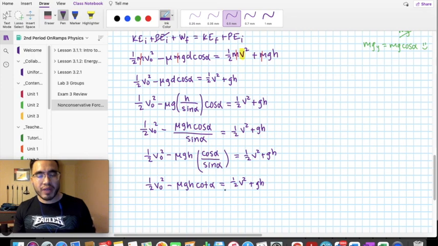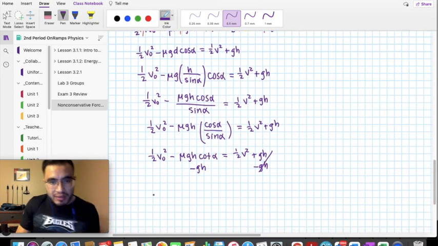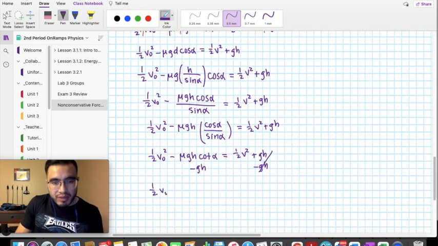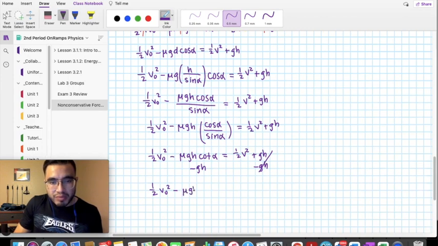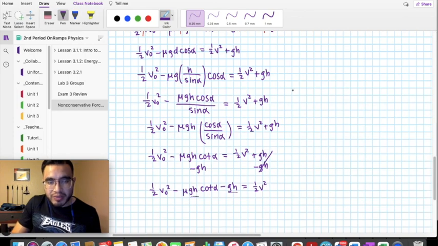Now we can start solving for v final squared. So I'm going to move gh by subtracting gh on both sides. So we have 1/2 v naught squared minus mu gh times the cotangent of alpha minus gh is equal to 1/2 v squared. Notice these two are repeated, right? gh and gh, so I can factor it out.